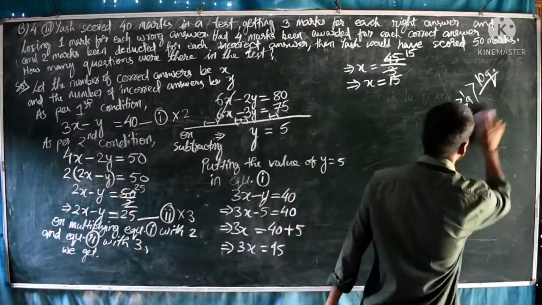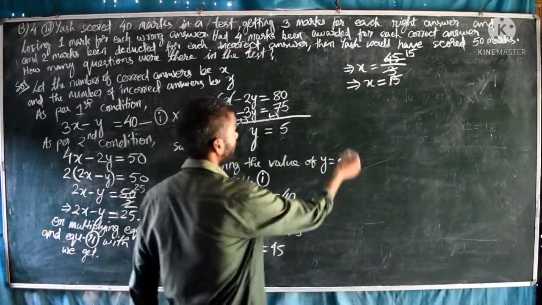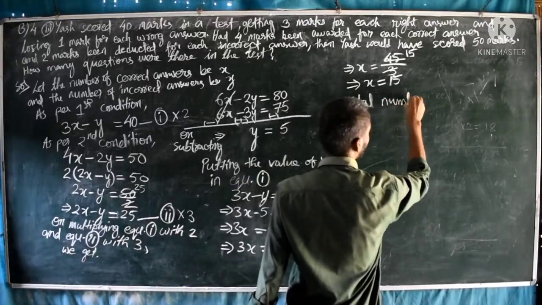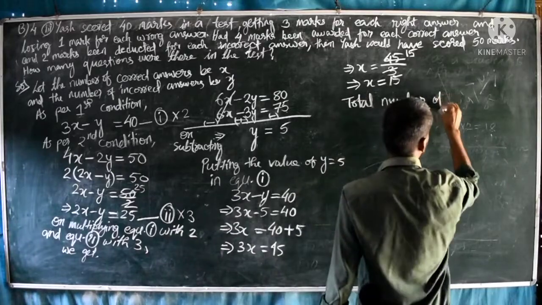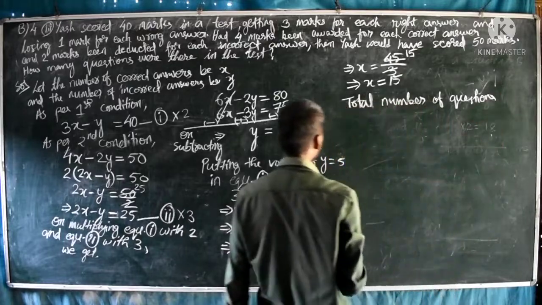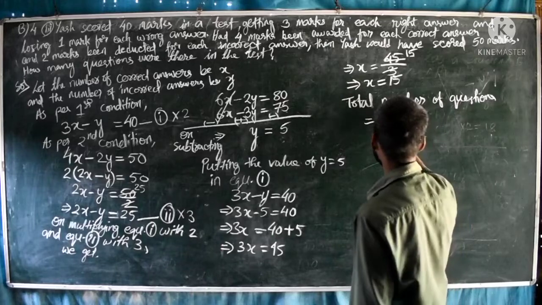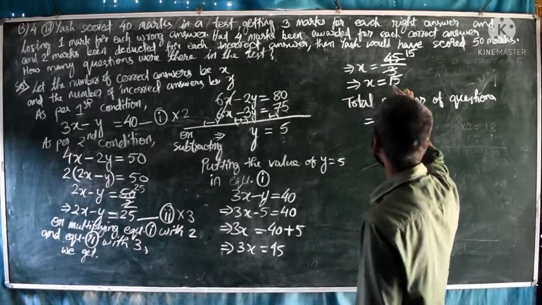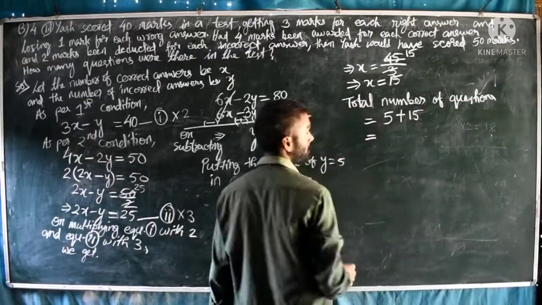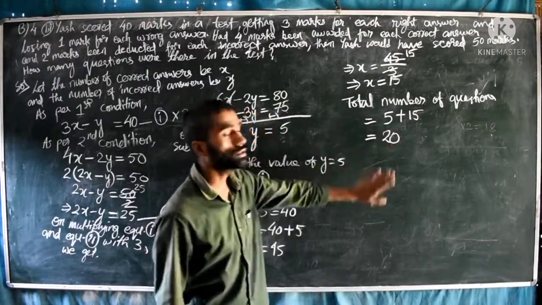So we'll write here total number of questions. Total number of questions is equal to 5, that is for y, plus 15, that is for x. Then it is equal to 15 plus 5, 20. That means a total of 20 questions were there in the test.